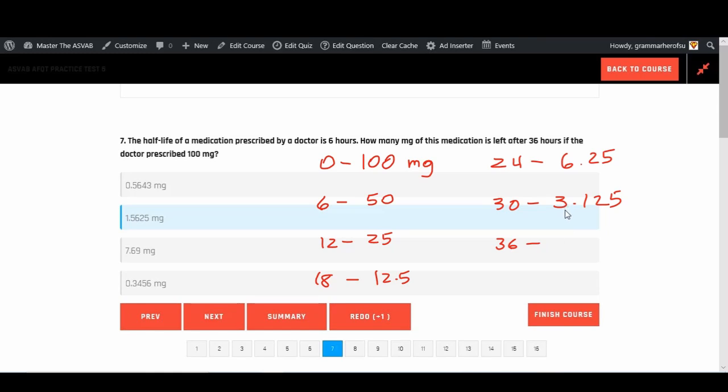We're going to take half of 3.125. Half of 3 is 1.5. Half of 12 and a half is 6.25. Okay, which is this one. I did this all in my head. If you needed to, at some point you could have done 12.5 divided by 2 and so on and so forth, but you should be able to do this division in your head. It's not that difficult to do.